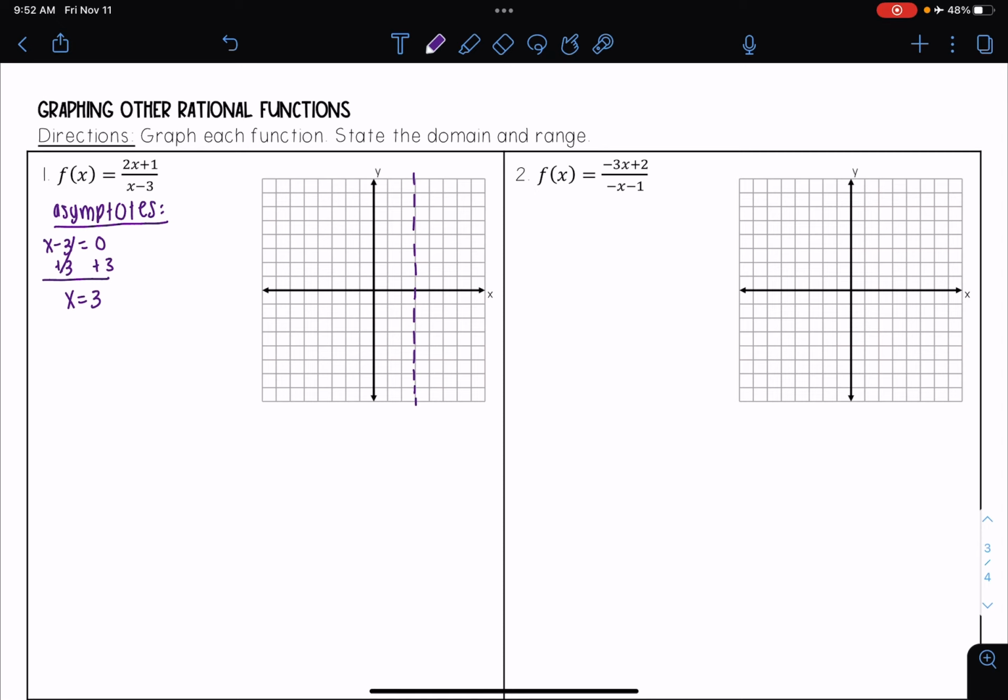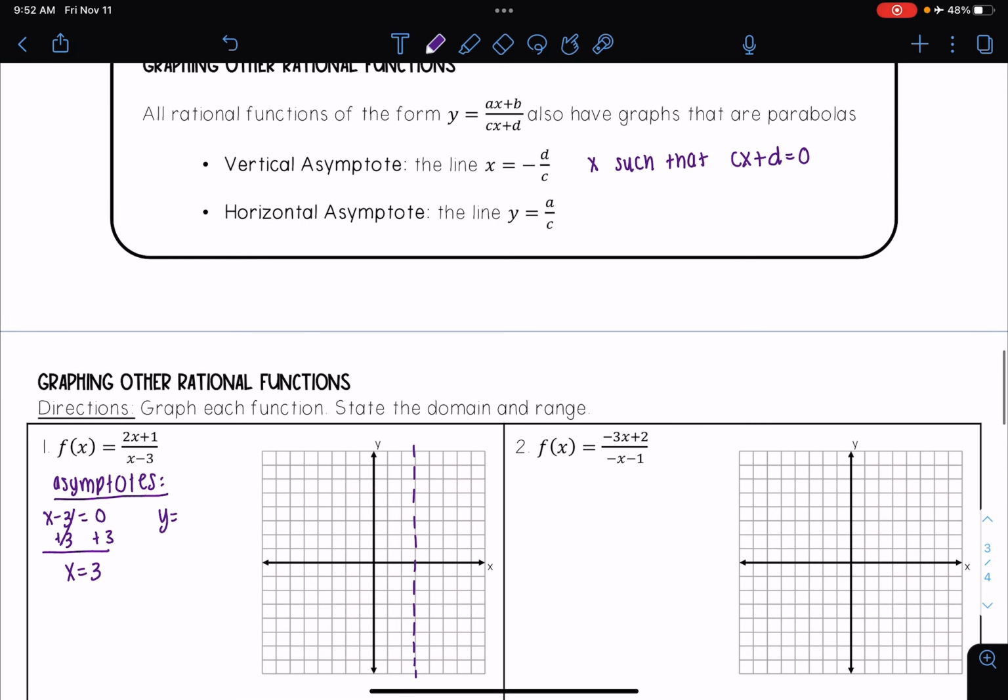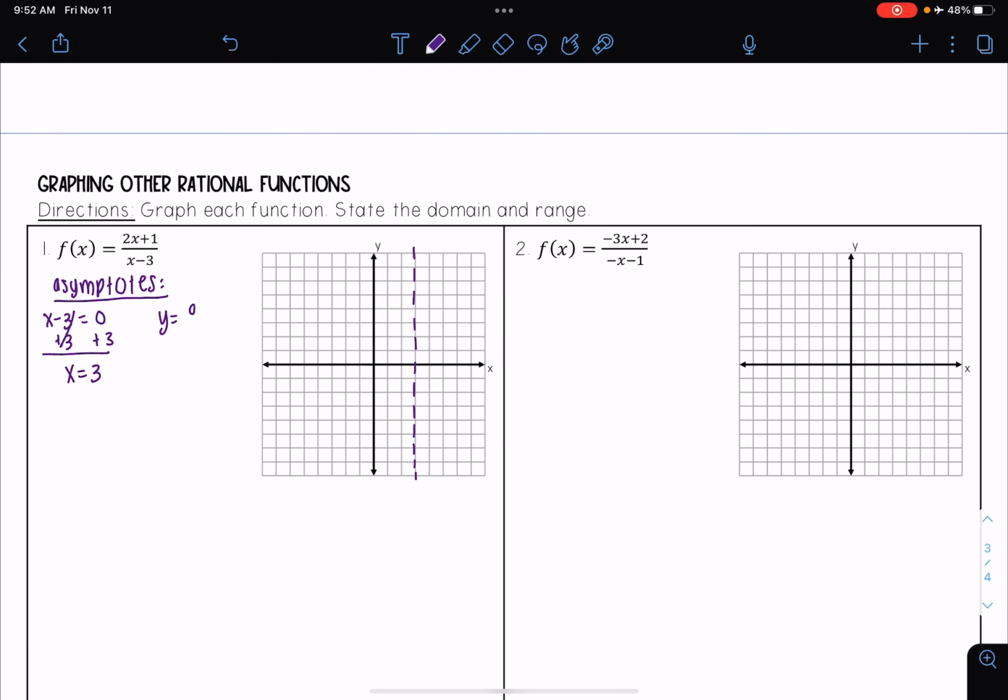And then for my y, we see up here that that is equal to a over c. And a is your number in front of x on the top, and c is the number in front of x on the bottom. So that means that my a here is 2. And my c, there isn't a number in front of x, but that means that there's really an invisible 1 there. So it's going to be equal to 1. So that means that my horizontal asymptote is that y is equal to 2. So I'm going to go to 2 on the y-axis and draw in a horizontal line.